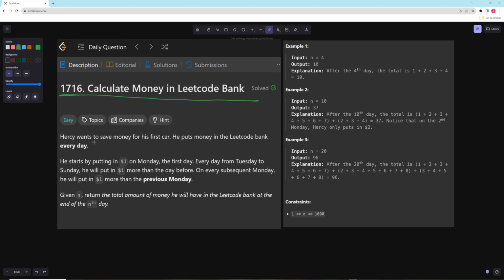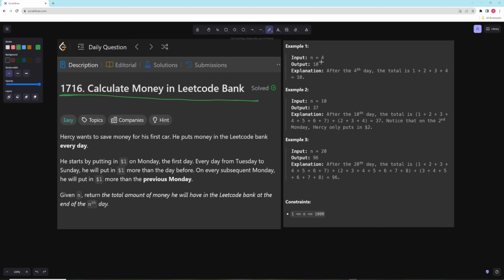In this problem, someone wants to save money for his first car. He puts money in a LeetCode bank every day. He puts $1 on Monday, and then every day he will put $1 more. And then on every subsequent Monday he will put in $1 more than the previous Monday. Given n, return the total amount of money he'll have in the LeetCode bank.